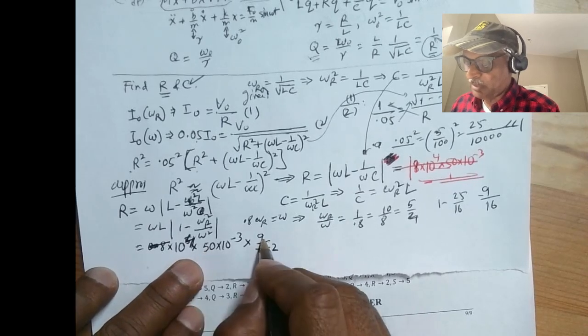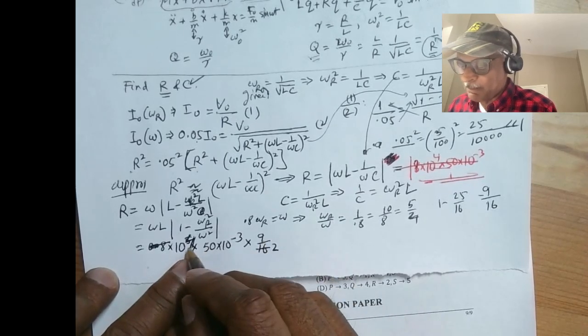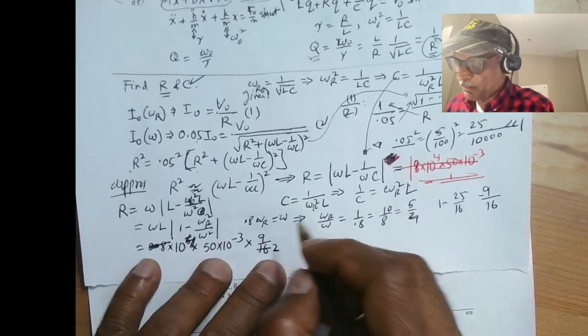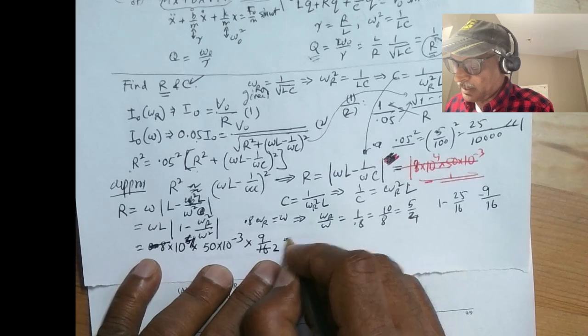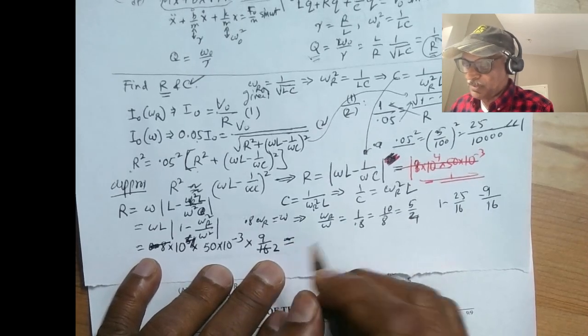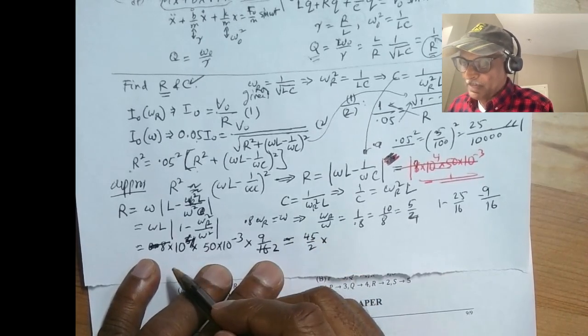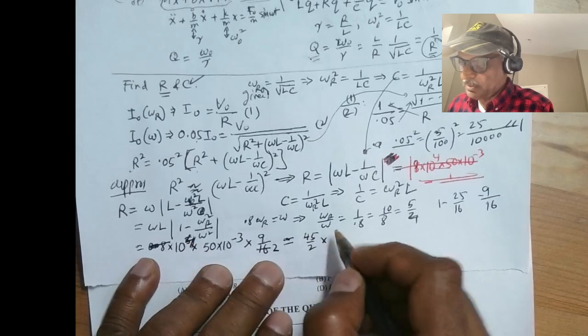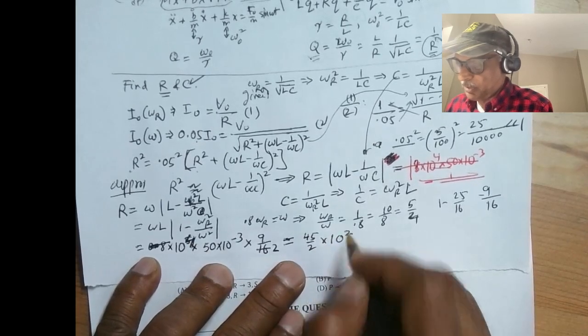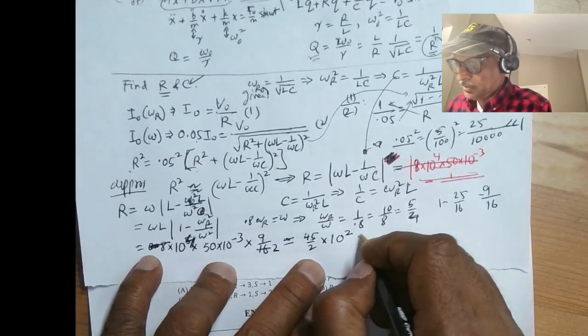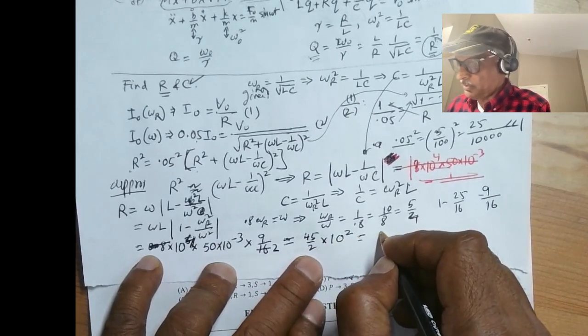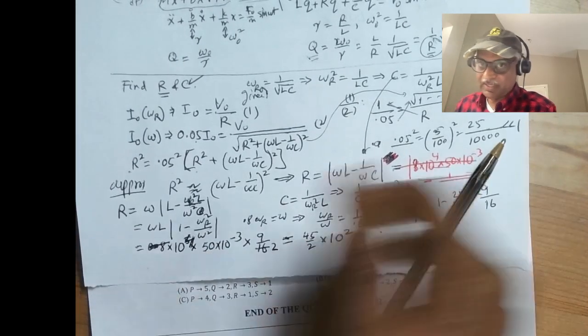and 9 times 4 is 45, and 10. So I calculate it, let's call it 45/2. 10 to the power 5 makes it 5, 10 to the power 2. So 45, C.